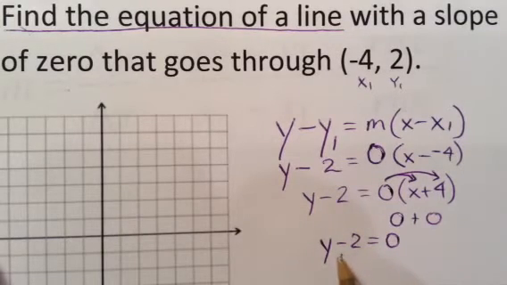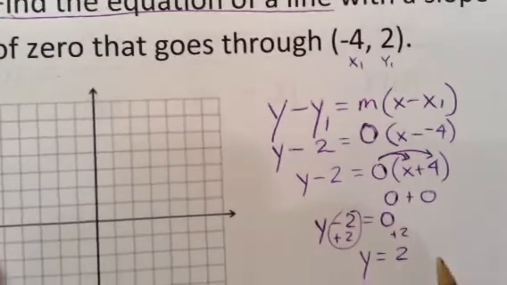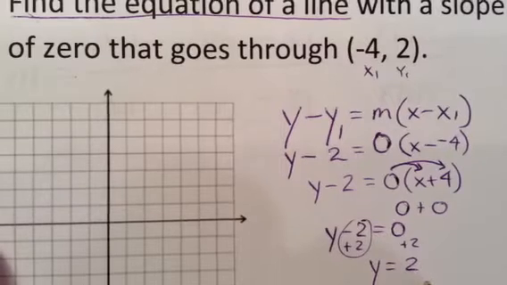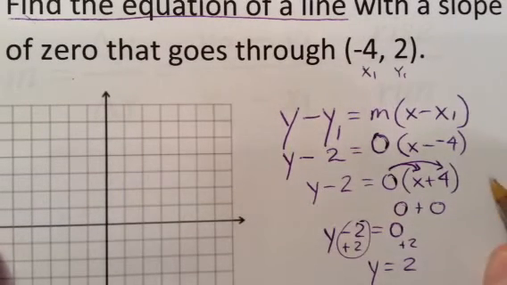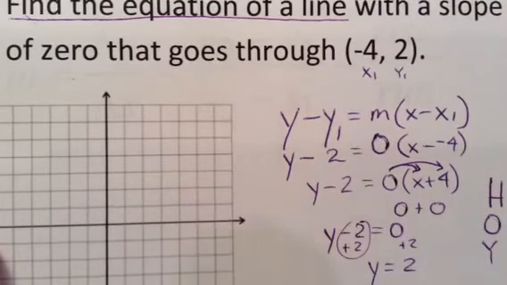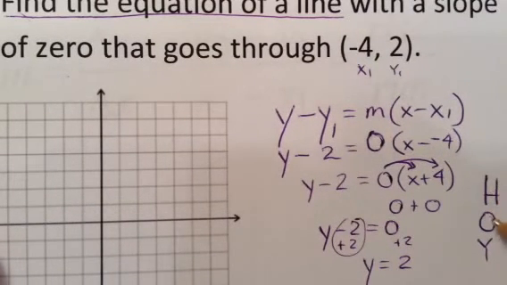And if I solve for y, look what I get. I get y equals 2. That was my horizontal line. A horizontal line has a slope of 0 and the equation is y equals 2.